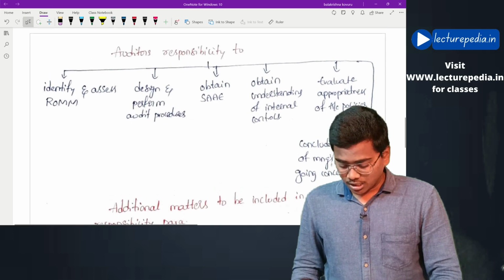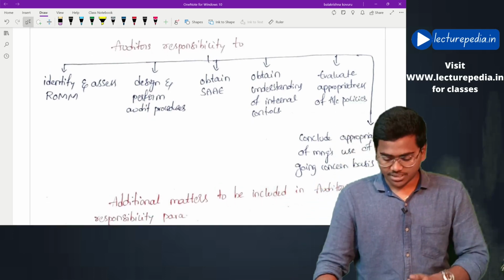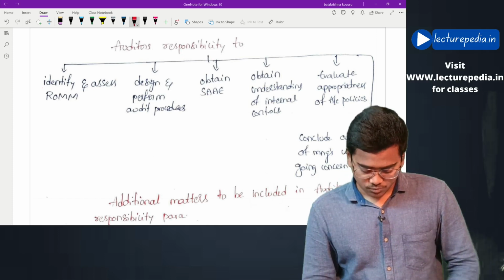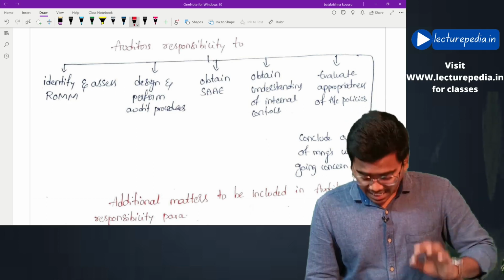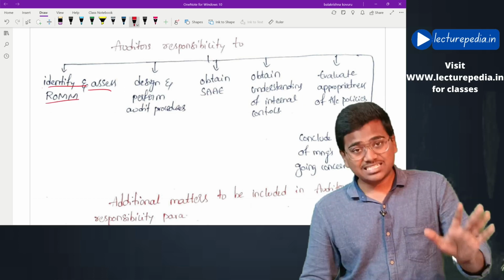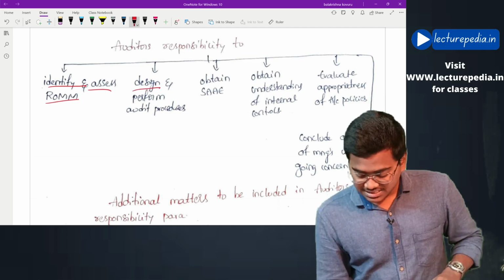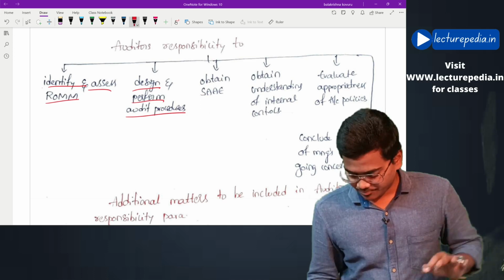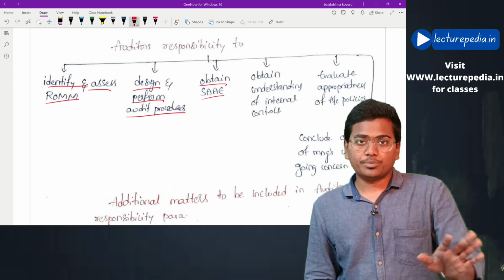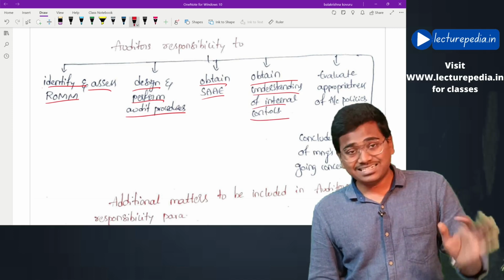Okay, now in this auditor's responsibility paragraph, what has to be mentioned by the auditor? First of all, he has to mention that our responsibility as auditor is to identify and assess the risk of material misstatement as per SA 315. Then design and perform audit procedures as per SA 330. Then obtain sufficient appropriate audit evidence, SA 500 series. Obtain understanding of internal controls.